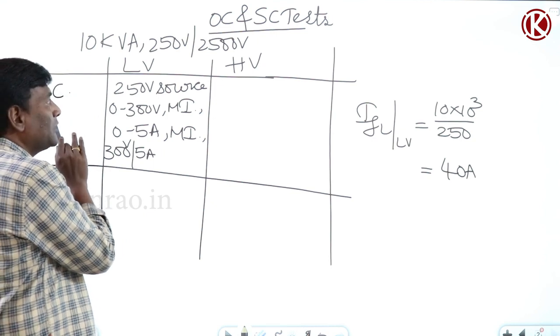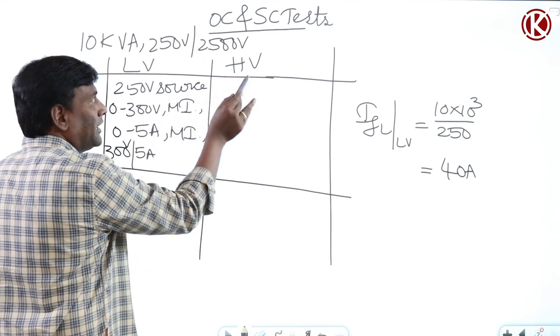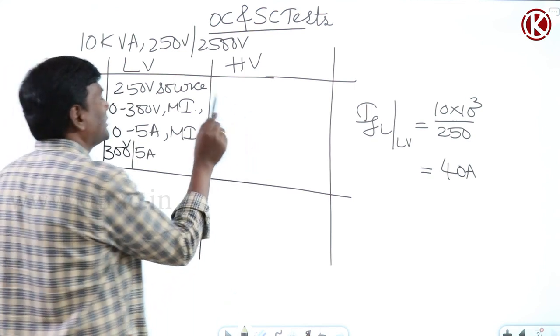Now, if you want to conduct the OC test on the HV side, the high voltage side, my 2500 volts has to be supplied.